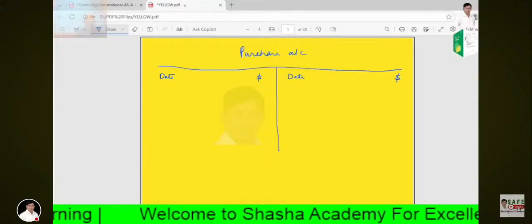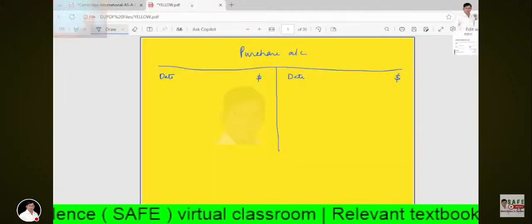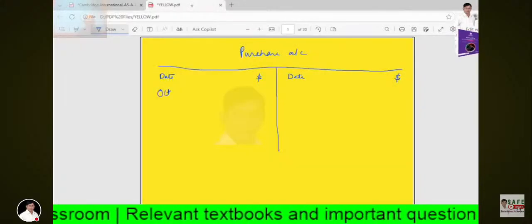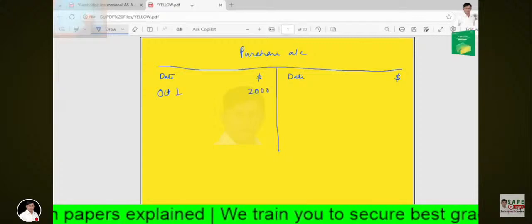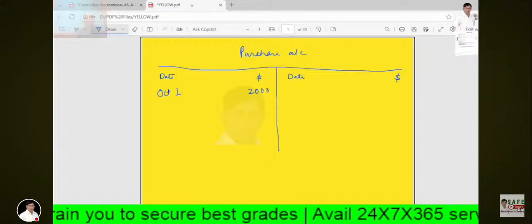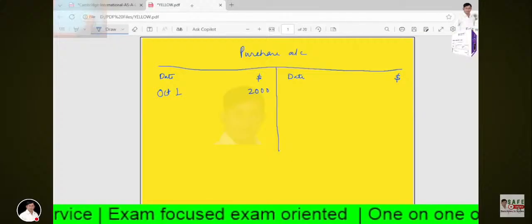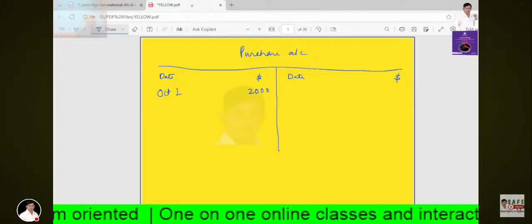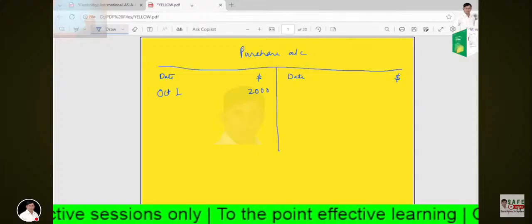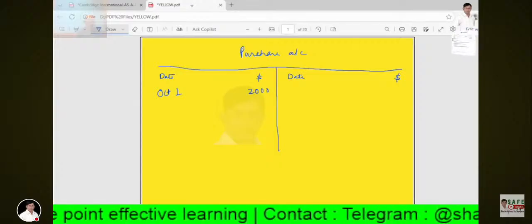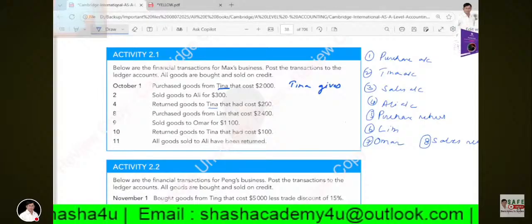So what is the worth of goods you have purchased? It is on October 1st, 2000. So purchases account debited with 2000. A lot of students get confused. Purchase account debit means purchase account is debited. With whom? From whom you have purchased? You have purchased from Tina.